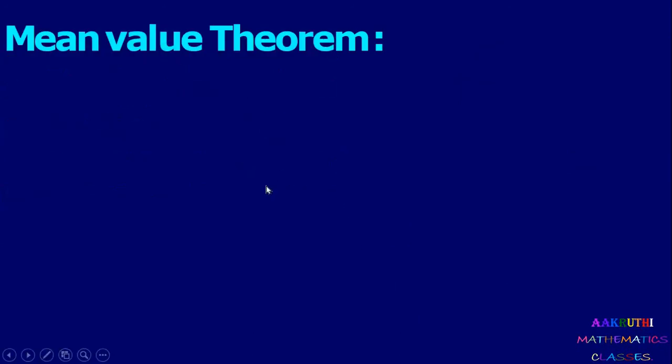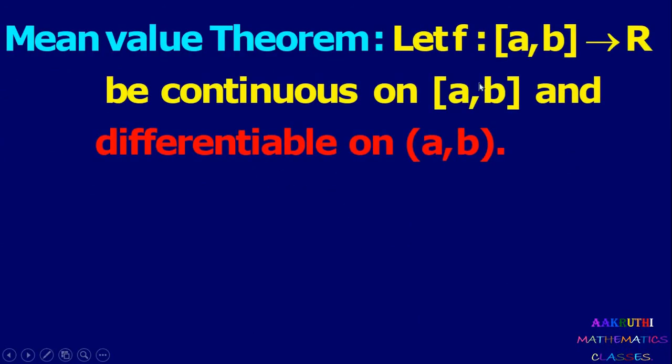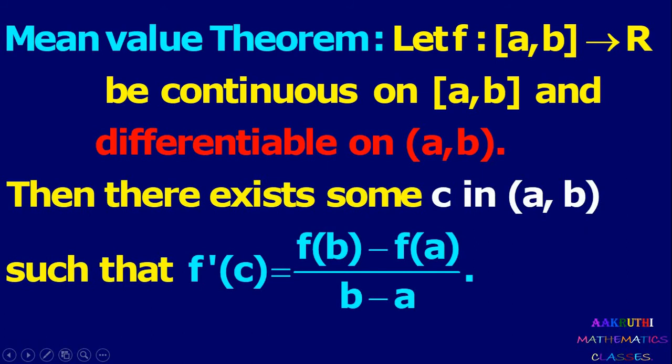So next we see the mean value theorem. First we see the definition. Let f be a function from closed interval ab to R, continuous on closed interval ab and differentiable in open interval ab. So the given function is continuous in closed interval ab and differentiable in open interval ab. Then there exists some c in open interval ab such that f dash c equals f of b minus f of a divided by b minus a. So if the given function is continuous and differentiable, then there exists one c in open interval ab such that f dash c equals f of b minus f of a divided by b minus a.